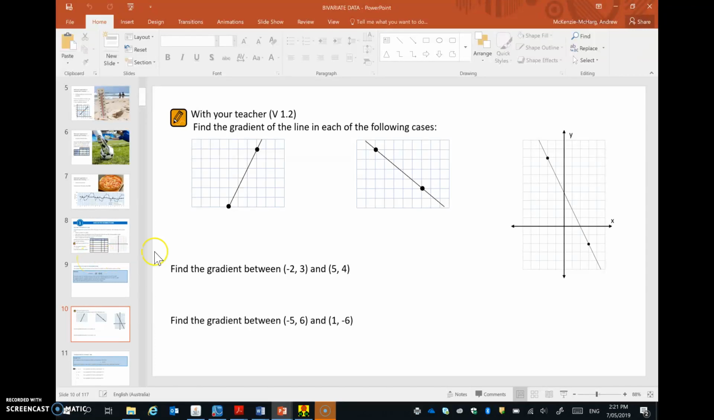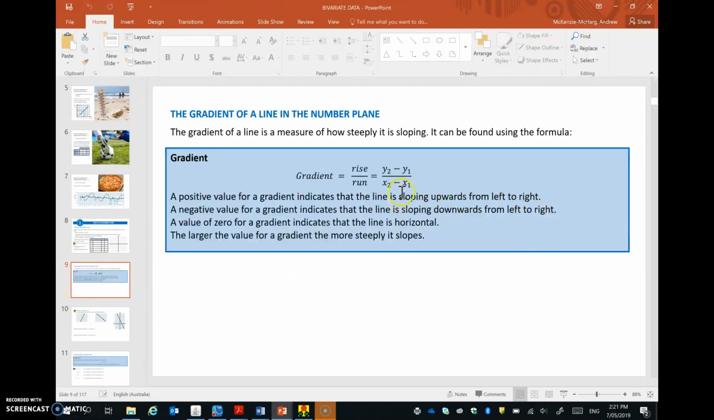In this video we're going to do some gradient calculations. In these first ones, these grid graph type ones, we're going to use the very simple rise over run method. For these ones with coordinate points down below, we need to use this y2 take y1 over x2 take x1 method, so the point method. So there's that rise over run method, and there's the point method.